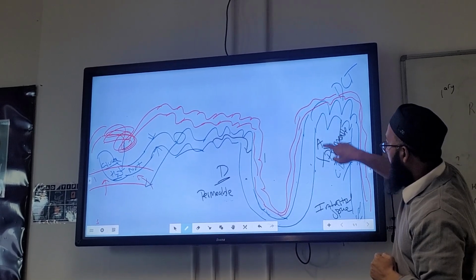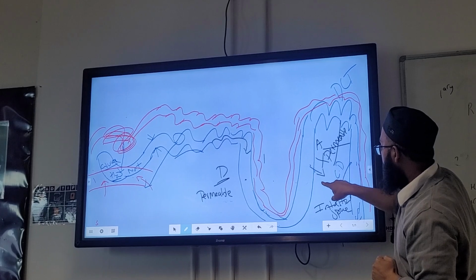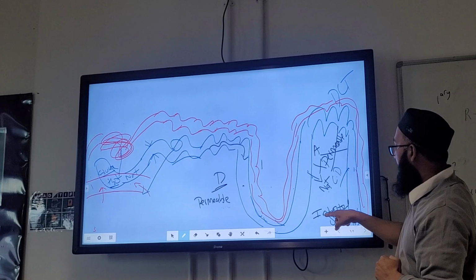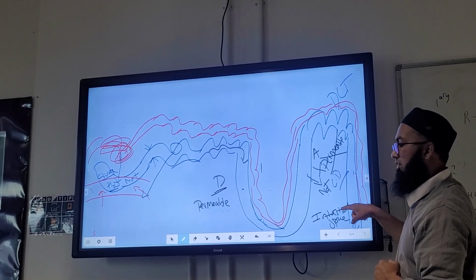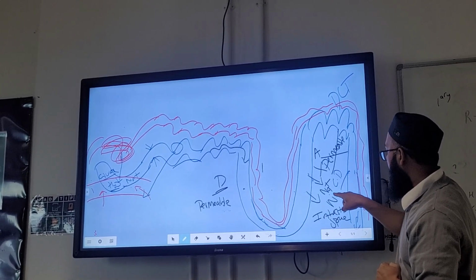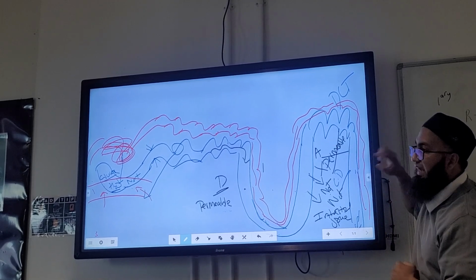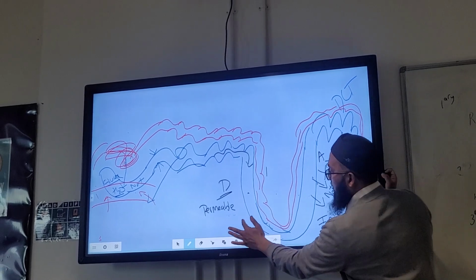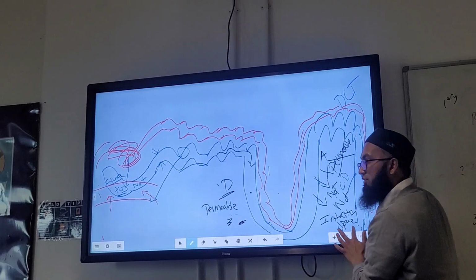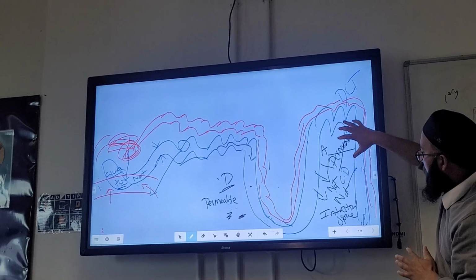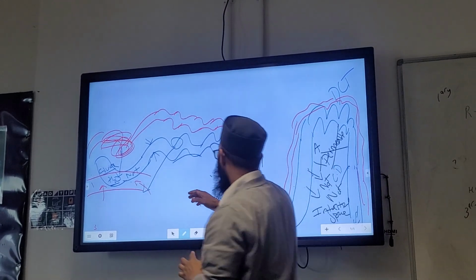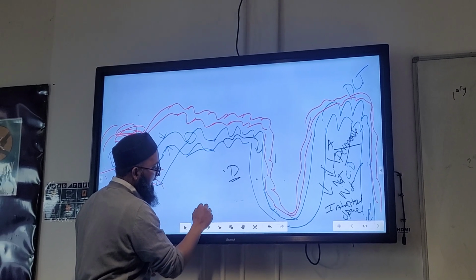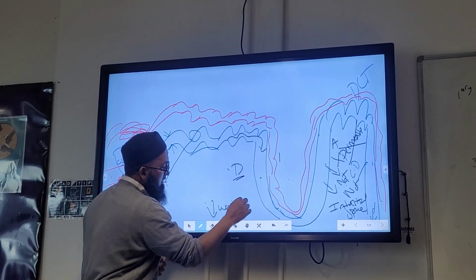On the ascending limb, what happens is sodium gets pumped out from the tubule into the interstitial space. So you have lots of sodium being pumped out. It's only happening at the ascending limb. So the whole space, even here, what is the space called? Interstitial space, right? So what's happening now is all of the interstitial space is having a very, very low water potential.